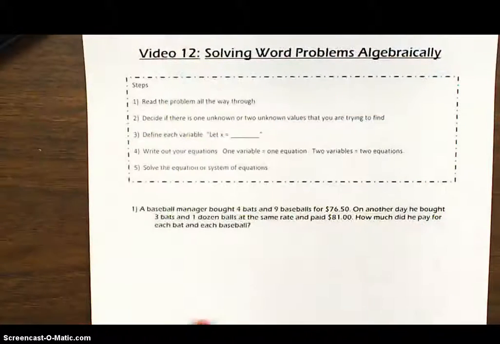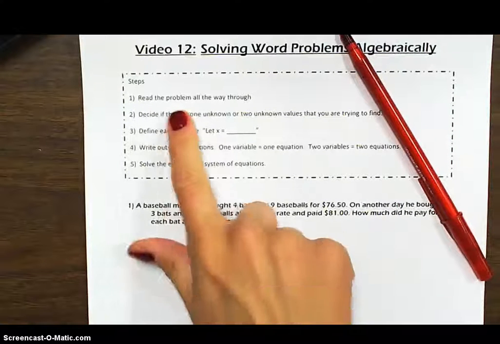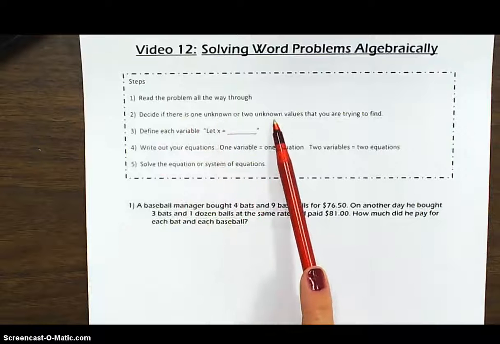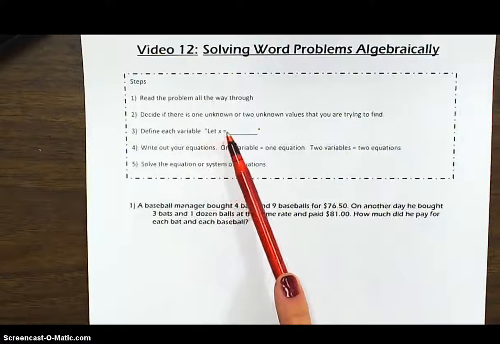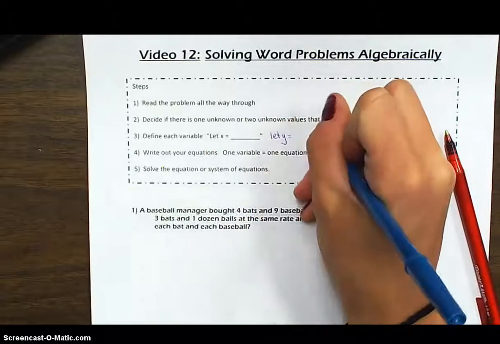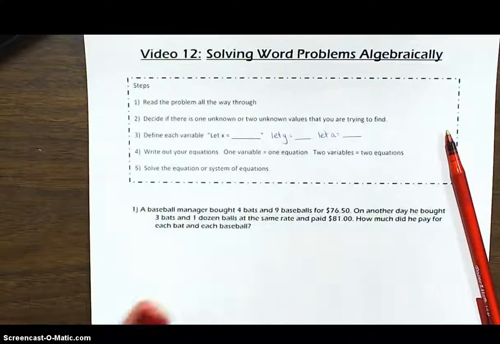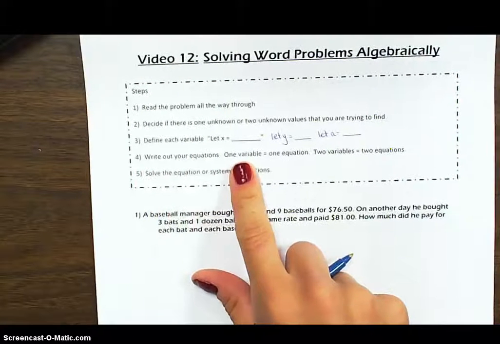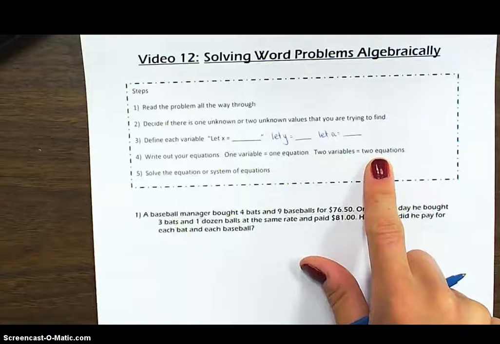Okay, so let's remember our word problem steps. Number one, you're going to put your pencil down and make sure you read the problem all the way through. Then you have to decide if there's one unknown or two unknown values that you're trying to solve for. You're going to define each variable, let x equal. Another one could be let y equal, or you could say let a equal. You can use any variables you want, but remember, if you want two variables, you need two let statements. Then you're going to write out your equations. If you have one variable, you're going to have one equation. If you have two variables, you're going to have two equations.